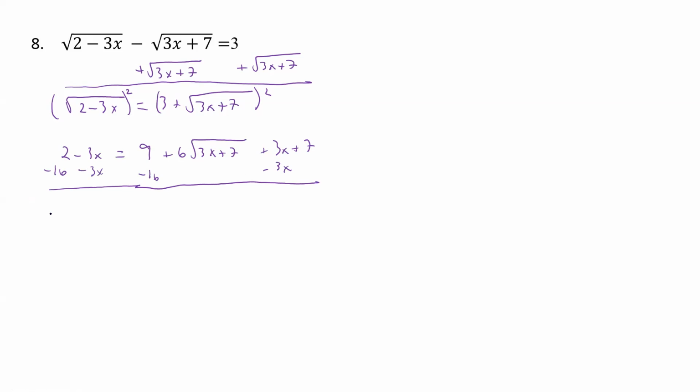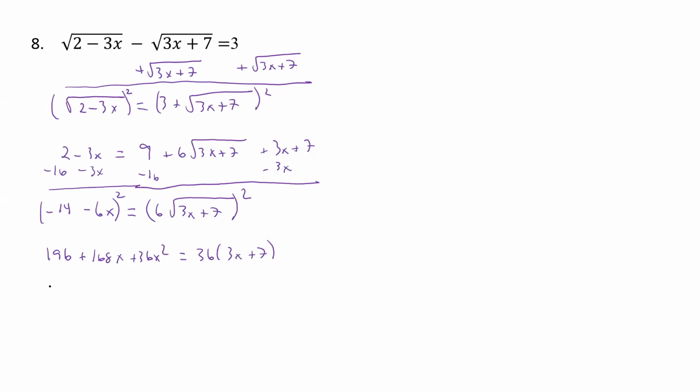All right, so 2 minus 16, that's going to give me minus 14, and then that's going to be minus 6x, and that gives me a 6 square root of 3x plus 7. Now I get to square both of those. All right, so 14 times 14 is 196, so that's positive. And then 2 times 14 times 6, that's 12 times that. So that's going to be plus 168x, and that's going to be plus 36x squared. And then we have 6 squared, so that's 36 times 3x plus 7.